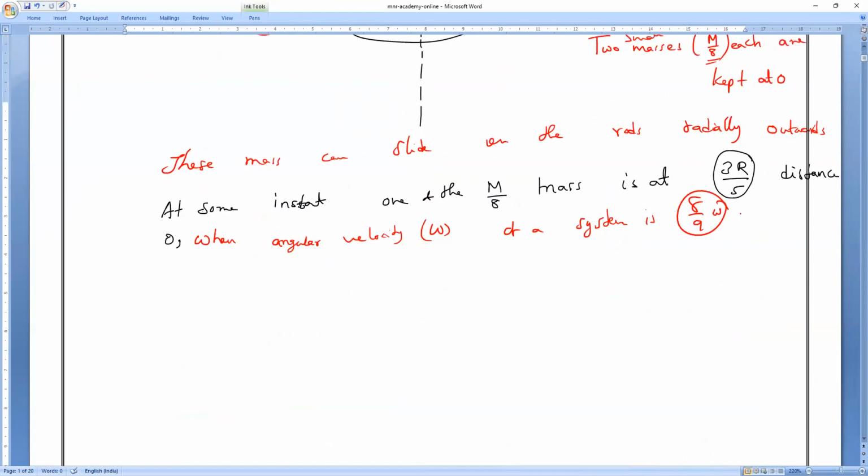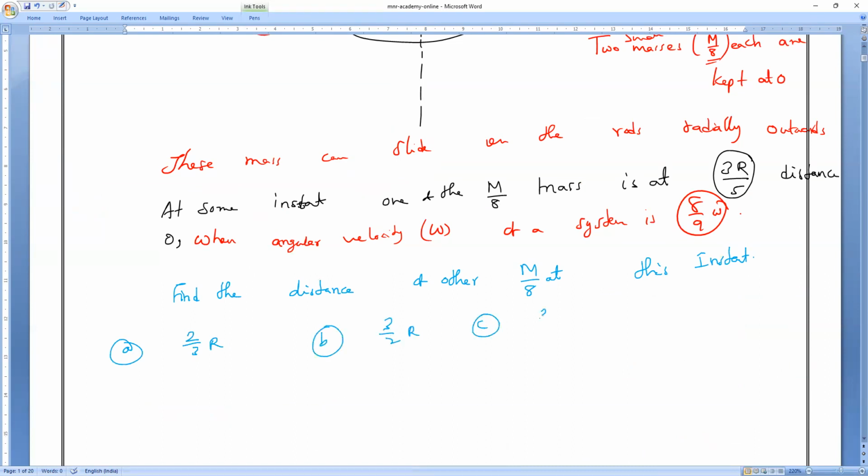Now they are asking, find the distance of the other mass at this instant. Is it clear, Pradosh? Any question? So this is the question. Option A, 2 by 3R. Option B, 3 by 2R. Option C, 3 by 4R. Option D, 4 by 5R. So these are the options.